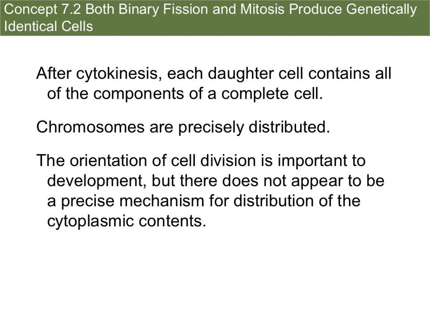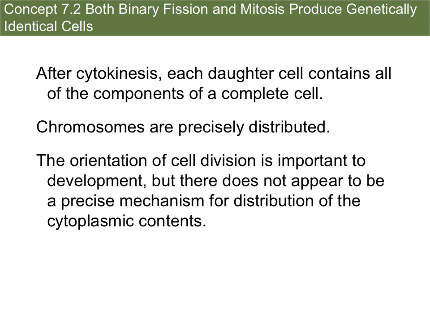Chromosomes are precisely distributed. Each new daughter cell has exact copies of the DNA. And it's noted that the orientation of cell division is important to the development. So kind of like which direction the cell is facing when it divides. But there's not really any apparent precise mechanism for distribution.